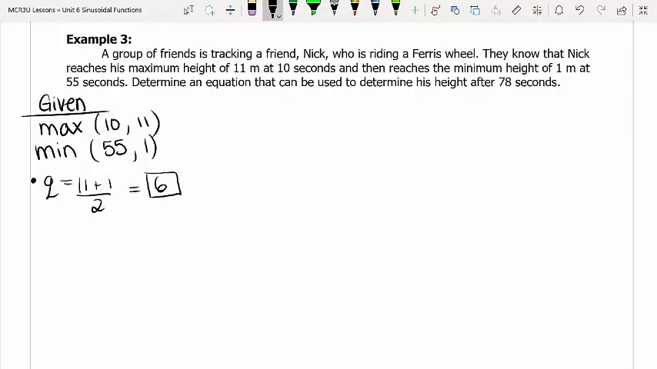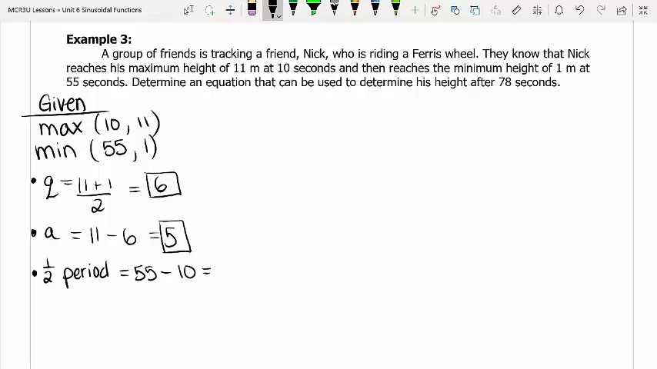We know our A value is the same as the amplitude, which is the distance between the max and the axis of the curve, or the min and the axis of the curve. So A is going to be, if we take our maximum and subtract the Q value, we get our amplitude, or A value, so 5. We know that half the period occurs between the maximum and the minimum. Okay, so 55 minus 10 is going to be half our period. So our full period is going to be 45 times 2, which is 90.